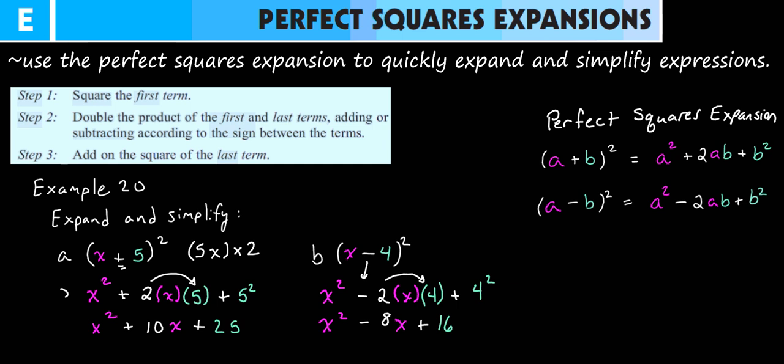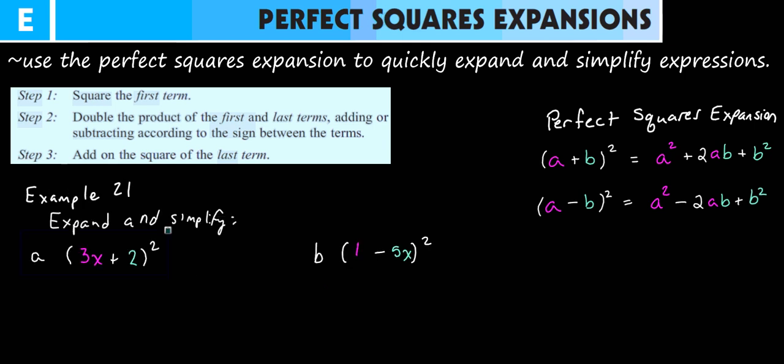Okay, let's go on to a slightly more complex example. Example 21. Expand and simplify. Remember, our goal is to be able to use this to quickly expand and simplify expressions. All right, so here we go. We're going to start off with 3x squared. Now for this, I have a coefficient. So I'm going to slow down just a second. I'm going to put that guy inside the parentheses because I don't want to mess anything up.